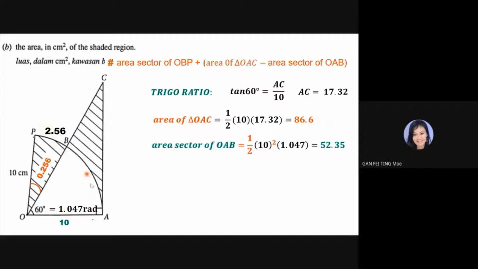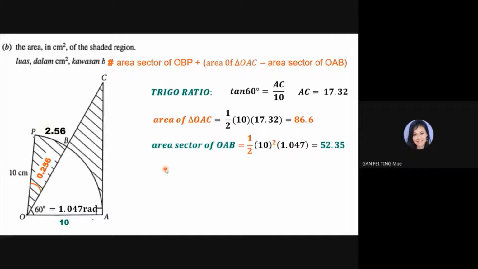Okay, you may use the same, this one. Oh, sorry, this is not a triangle. This is a sector. For a sector, we have to use this formula only: half r squared theta. This is the answer that we get.